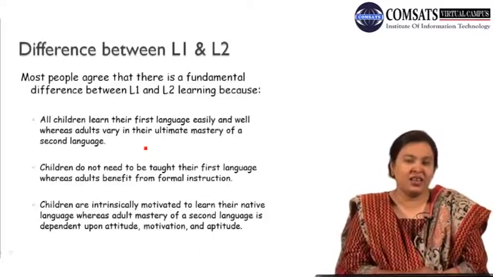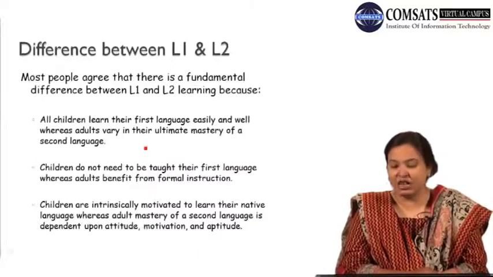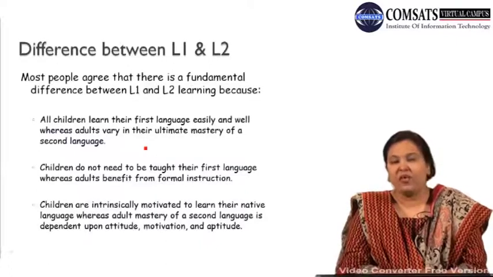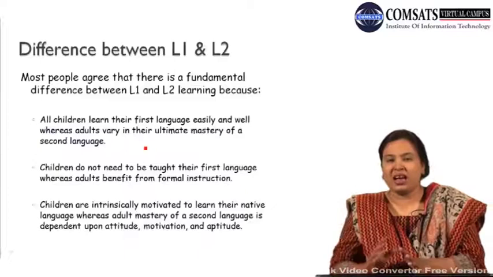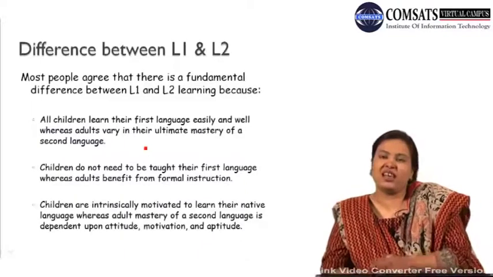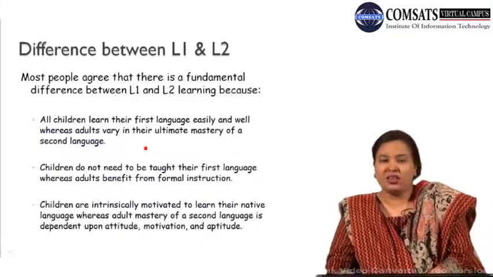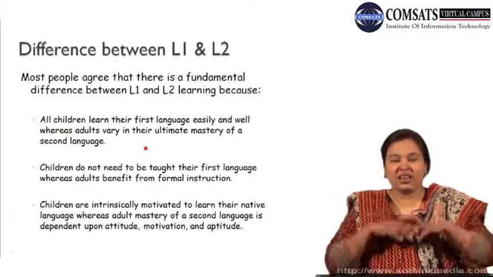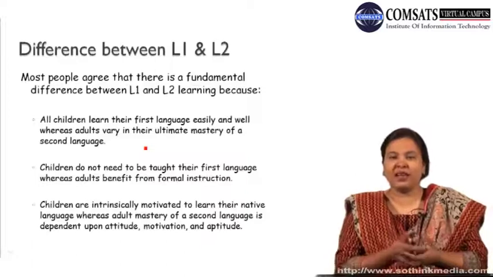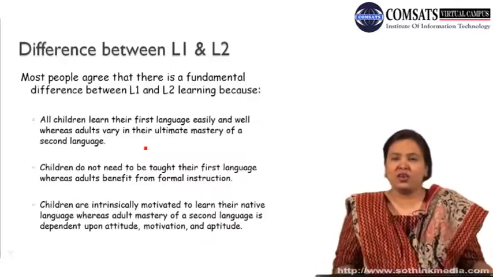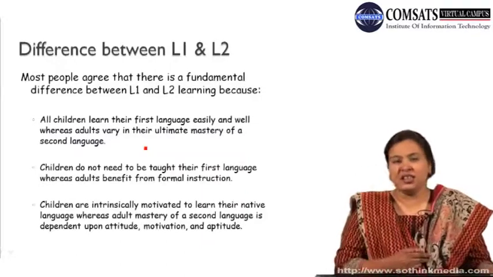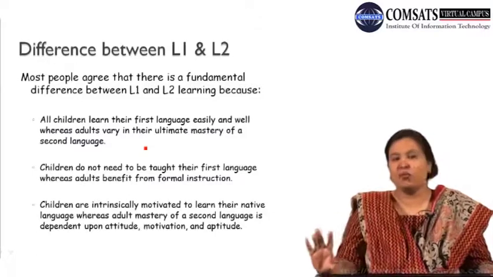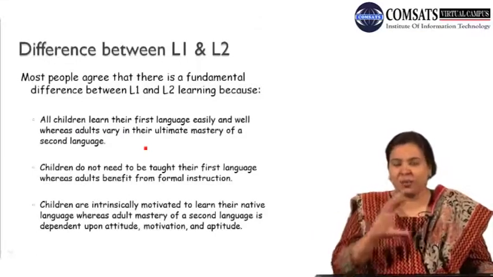The second difference is that children do not need to be taught their first language, whereas adults benefit from formal instruction. At home, the 2-month-old child is not going to any school. The parents are not setting up an environment to make him learn a language. No, they do it unconsciously. They do not need any formal settings. They do not need any formal instruction.